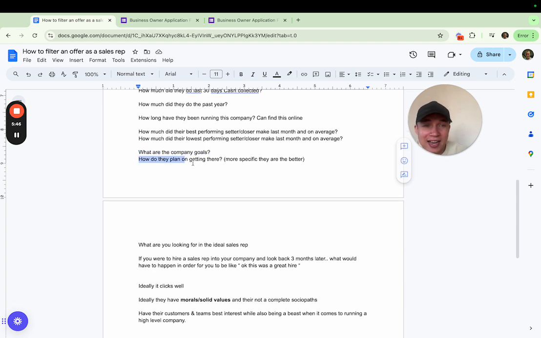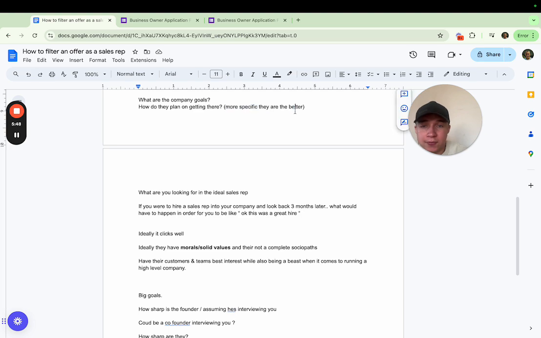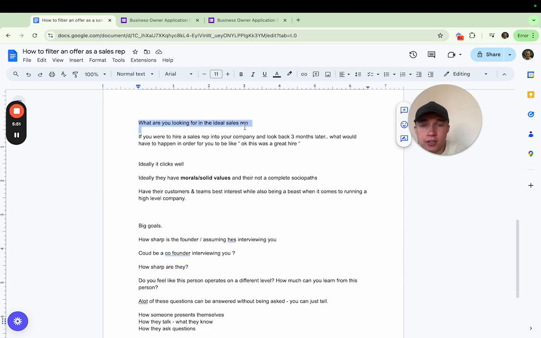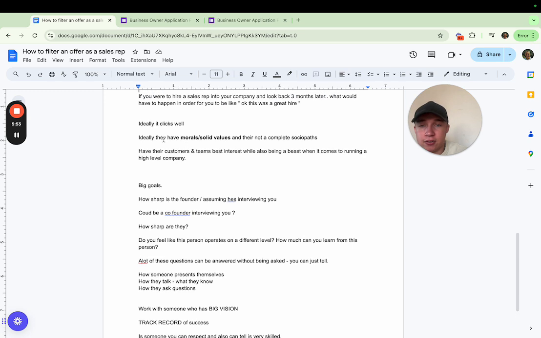Understand the company goals and how they plan on getting there. The more specific, the better. What they're looking for ideally in a sales rep. Ideally, you want to make sure they have morals, solid values, right? They're not a complete sociopath, right? They actually have their customers' and team's best interests at heart, while also being a beast and very, very skilled when it comes to running a high-level company, right? The reason I say this is because you may have an attractive opportunity, but the person's completely messed up, and you're making money, but over time, it's just not going to be worth it. So be careful who you work with, right?